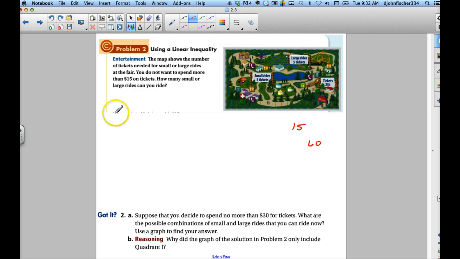Small rides take 3. So let's say x is the small, y is the large. So it's going to be every small ride is 3x plus every large ride is 5y has to be less than or equal to 60.